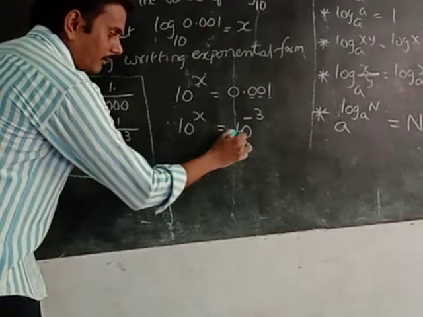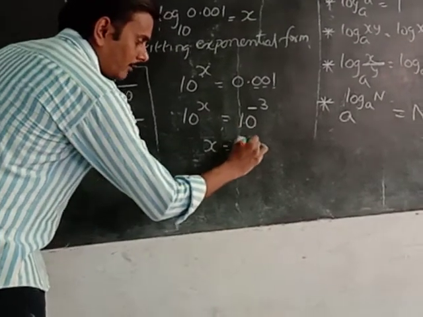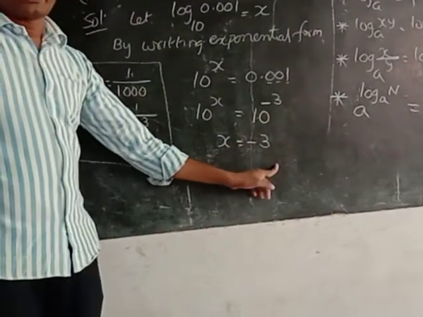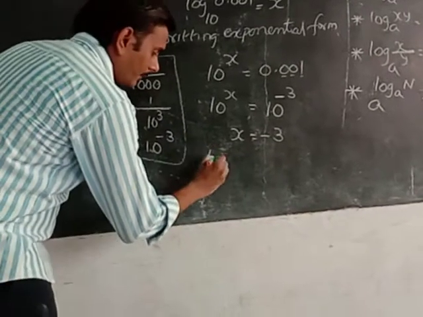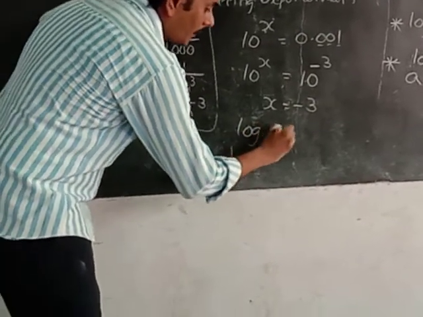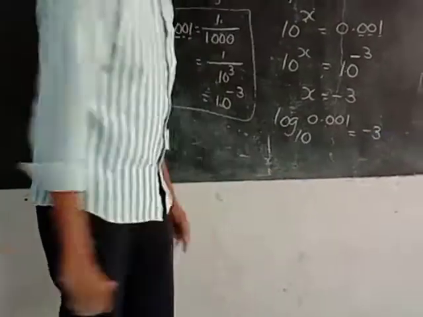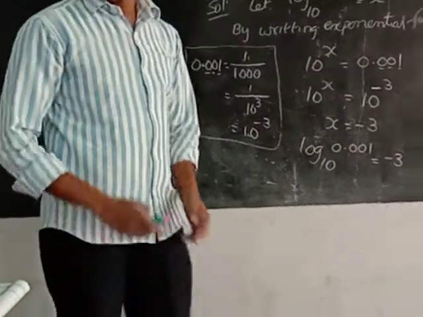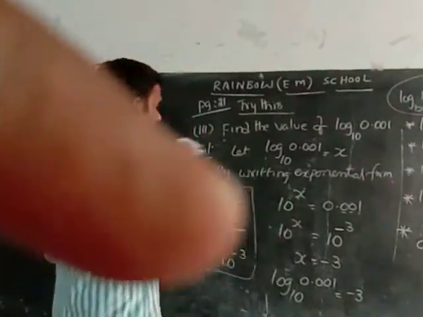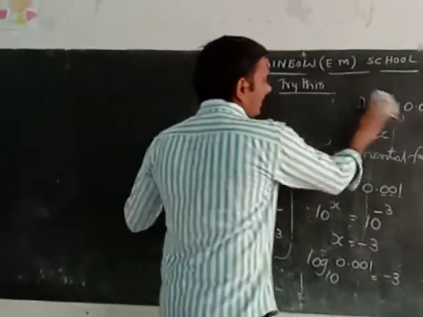When bases are equal, we equate the exponents. x equal to minus 3. That means log 0.01 base 10 equal to minus 3. Okay, we learned this one.